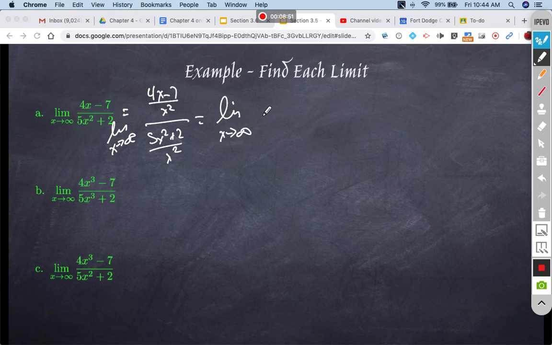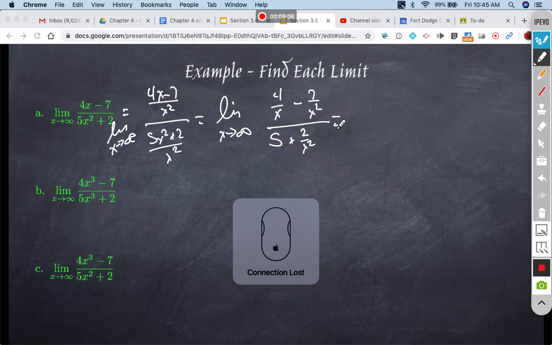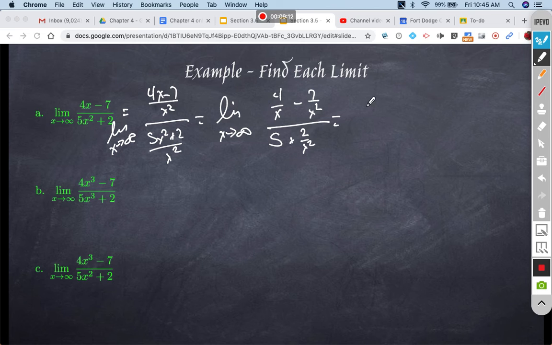4x over x squared is going to be 4 over x, 7 over x squared. We got 5x squared over x squared is 5, 2 over x squared. Now when we directly substitute infinity in, the limit of 4 over x is 0, minus 0, over 5 plus 0, is 0 over 5, which is 0.